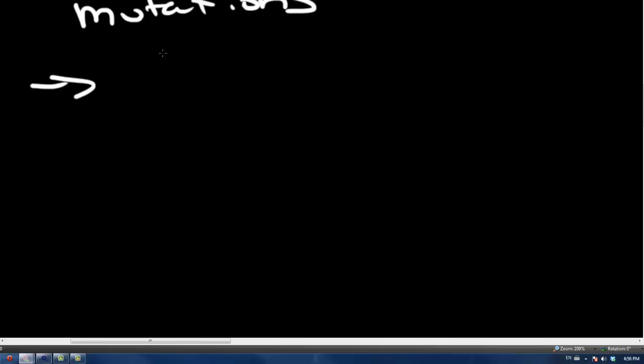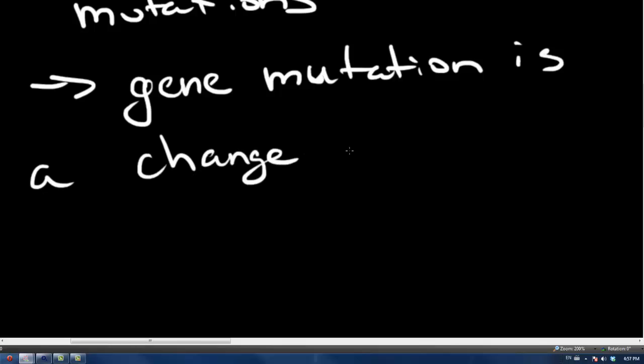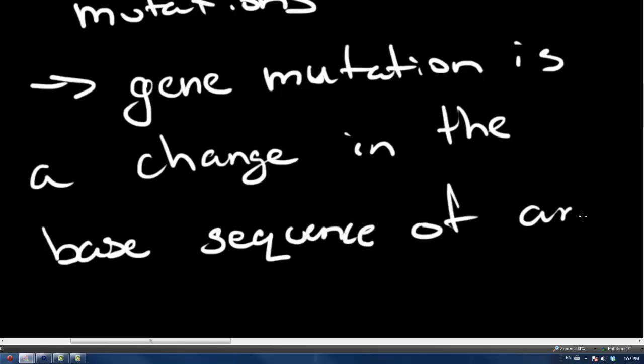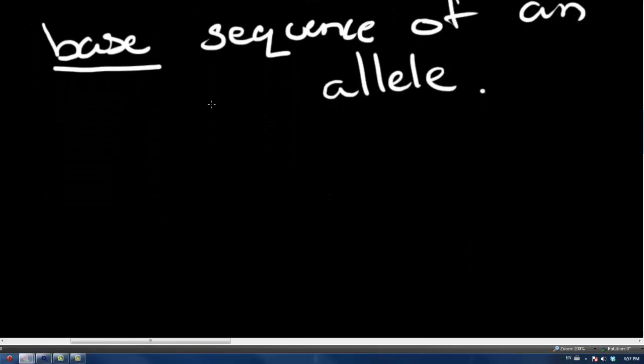Starting off, the definition. Because we're talking about genetics, a gene mutation is a change in the base sequence of an allele. A very, very quick revision of base sequence, because this may not be necessarily understood by all.